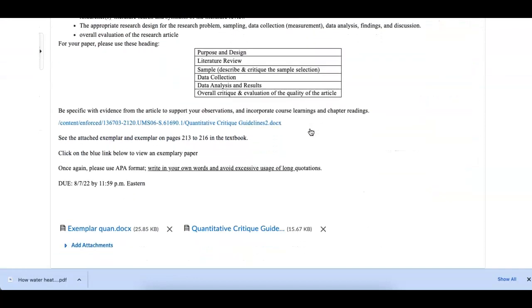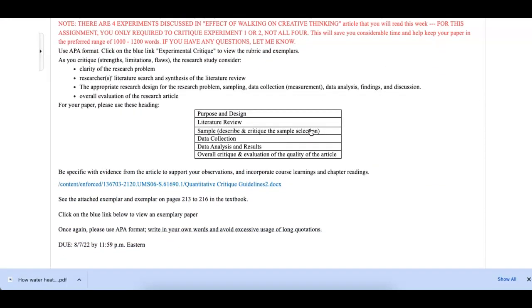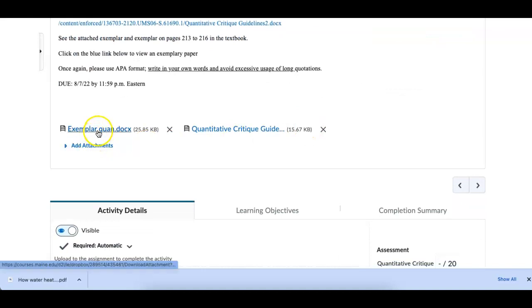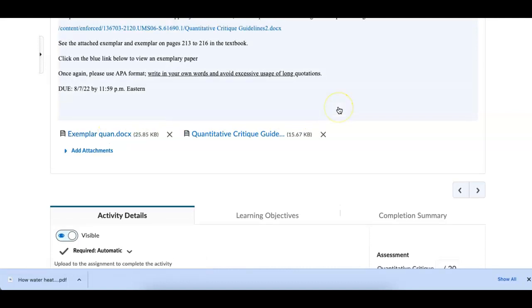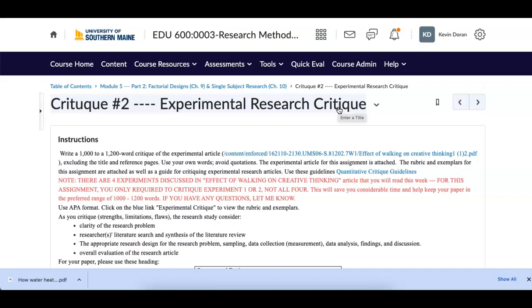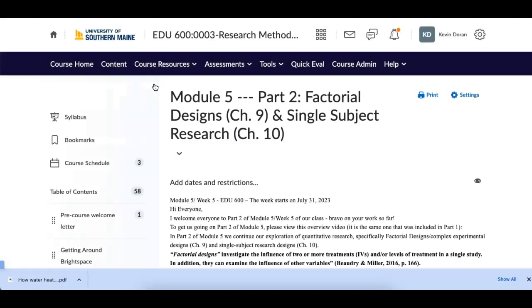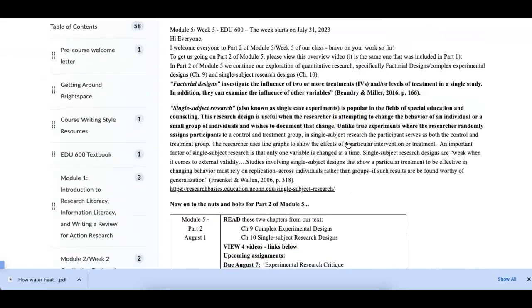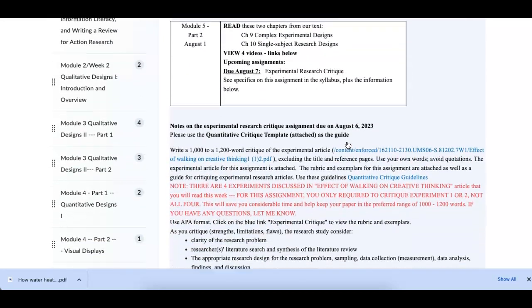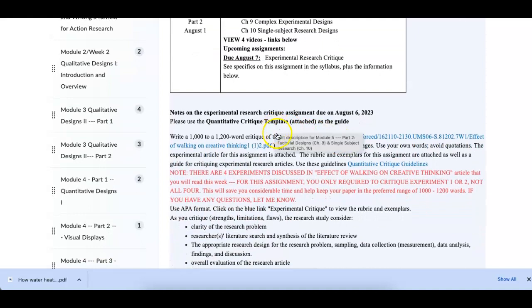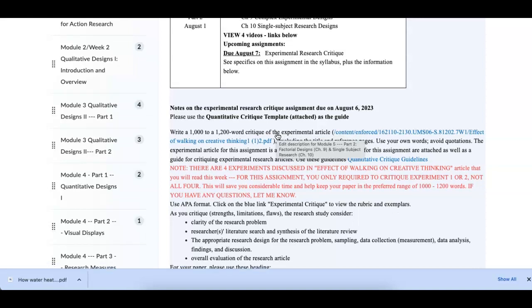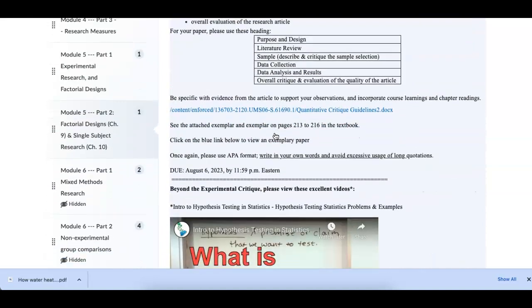So here's once again the information, and I came in here as a way to show you that we have the guidelines and we have an exemplar. So that is it. And one thing I'd like to highlight, I will talk about if there are any questions that you have concerning the actual paper, concerning the quantitative critique, the experimental critique. It's one and the same because experimental research is quantitative.